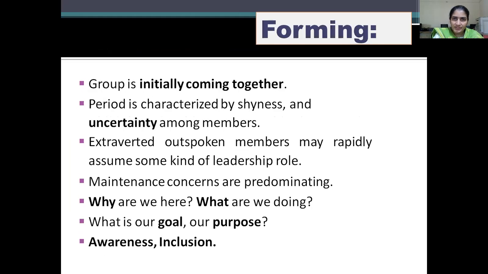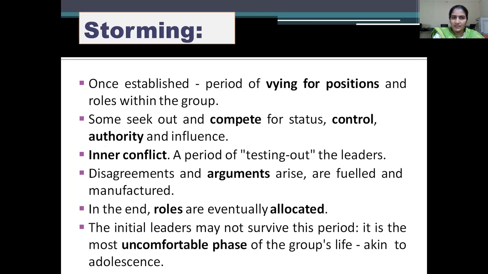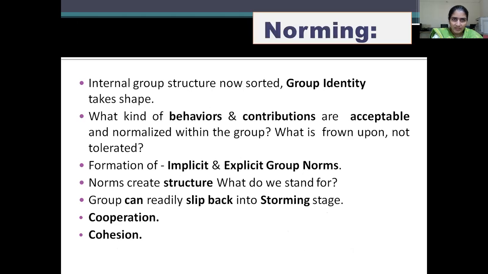Each stage in group development has certain characteristics. The forming stage is the initial stage where people will be shy and uncertainty will be high. They decide why we are here, what we will do, what our goal and purpose are, and awareness is created among the group members. In the storming stage, an initial leader would be considered, arguments and control positions would be decided, roles would be allocated, and people would be working towards their common goal.